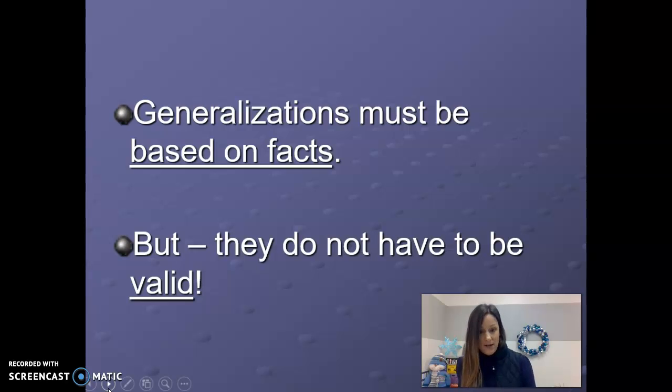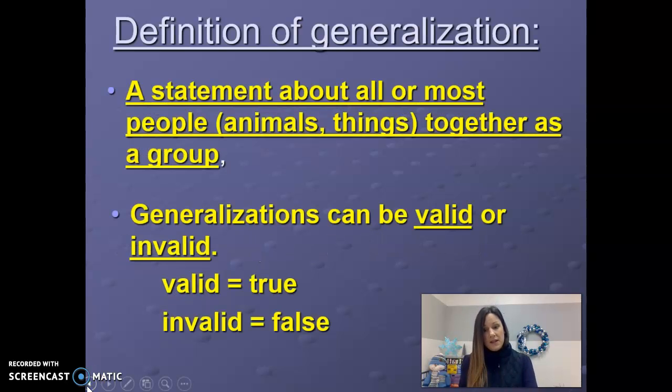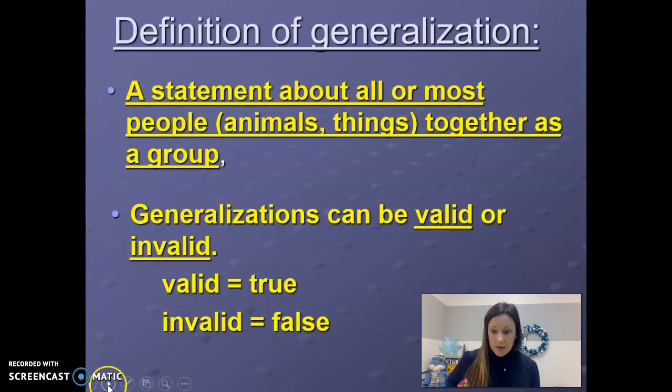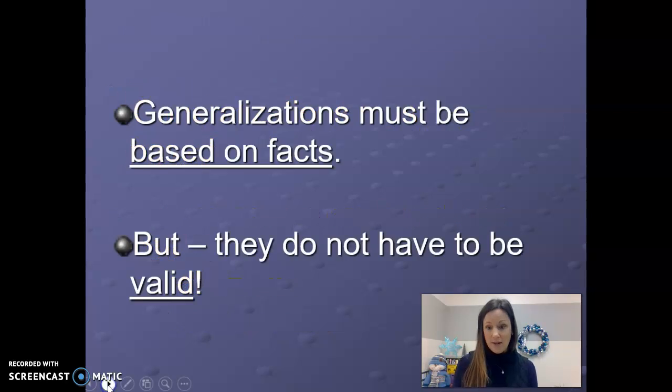Generalizations must be based on facts, but they do not have to be valid, all right? Just keep that in mind. Again, you're only writing the words that are in the yellow print here on your graphic organizer. You can see I have one already filled out, okay? The definition only has those 2 bullets, okay? So the definition, and then that they can be valid or invalid, all right? If you need more time, you'll have to pause the video here and take some time to write those down.